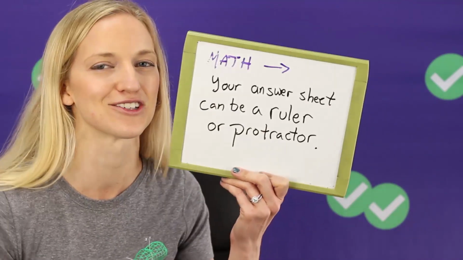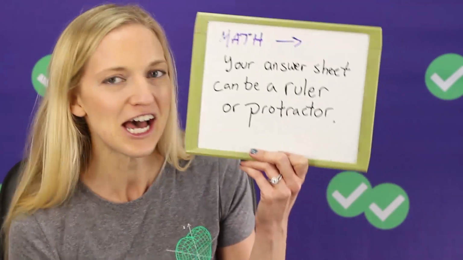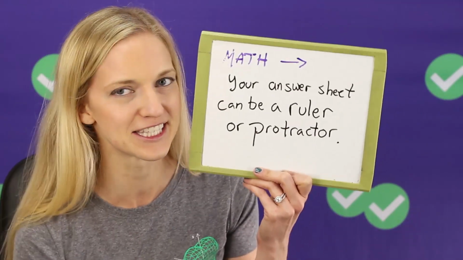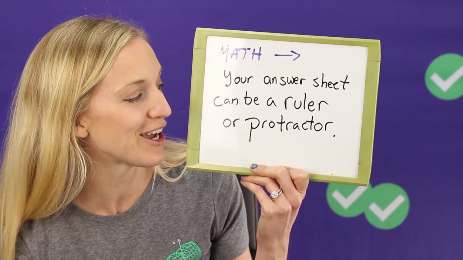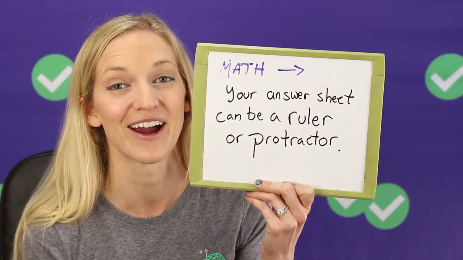All right, math. This one is a really creative, sneaky little trick, probably more officially a hack as the kids are using it these days. You can use your answer sheet to be a ruler or a protractor. All right, what do I mean by that? Let me just show you an example.